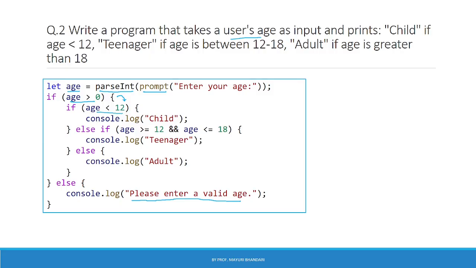If this condition is true, we are going to print child. Now we have multiple conditions, so we have to use else if age is greater than 12 and age is less than 18, then console.log teenager, otherwise console.log adult. So this program uses multiple conditional statements to check the age and give the message accordingly.